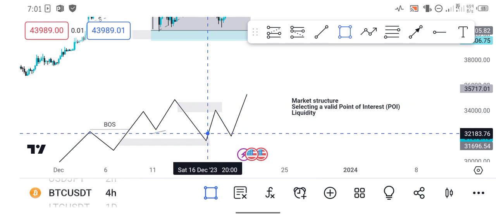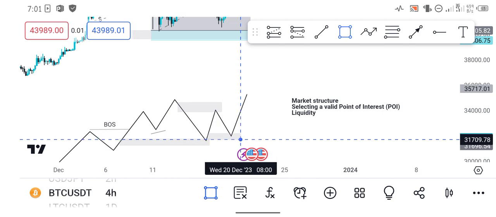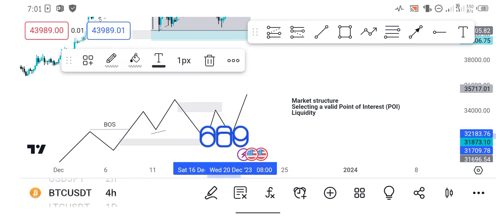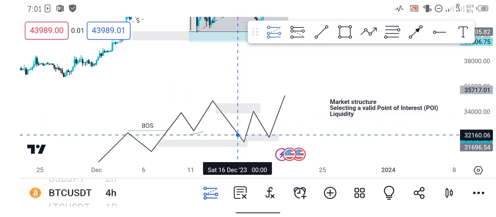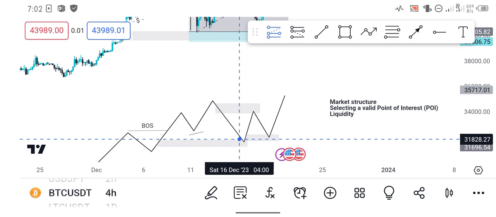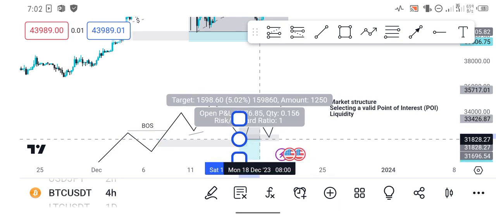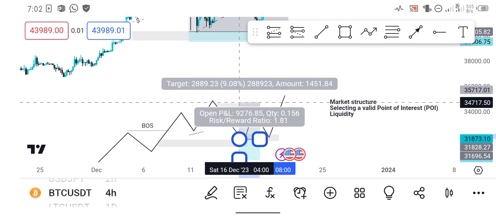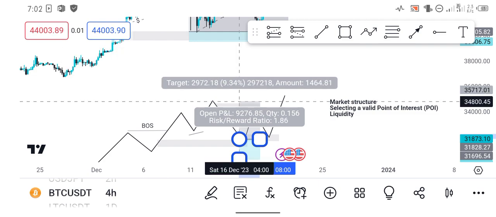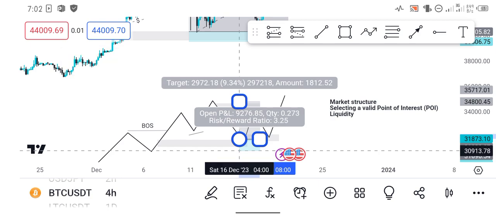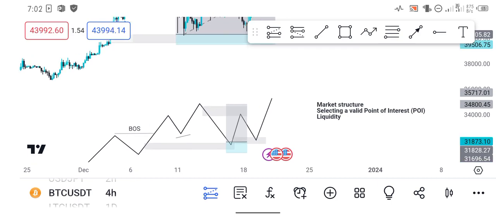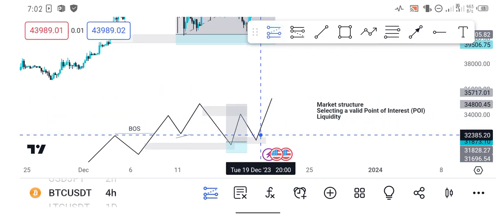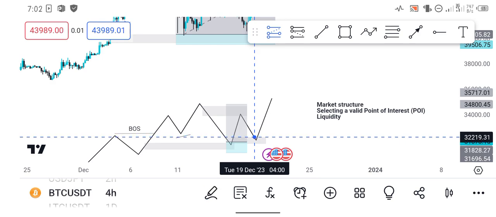Price respected it, came down to a demand zone here again. This would have been our second entry. So we would have had two entries here. This would have been our first entry with our target at this high, the recent high. Always target the recent high. Don't be greedy. Don't go more than that. And this would have been our second entry. You would have done it like this.